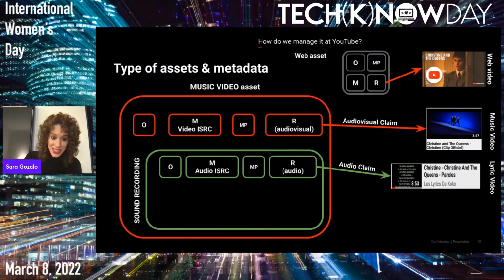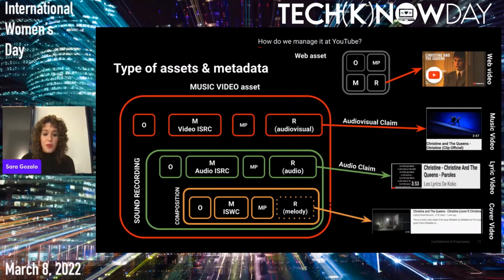And last but not least, we have the composition side. What this means, imagine that I take my guitar and I do a cover of Christine and the Queens. In this case, the audio itself will be different from the original. The video will be different, but the thing that will be the same will be the lyrics and the melody. And this is what the composition asset represents. And in this case, the specific identifier for the metadata will be the ISWC.